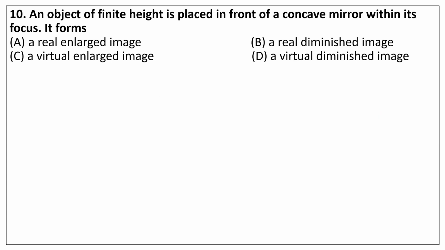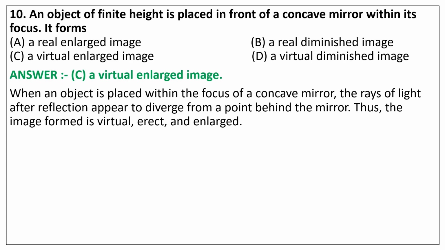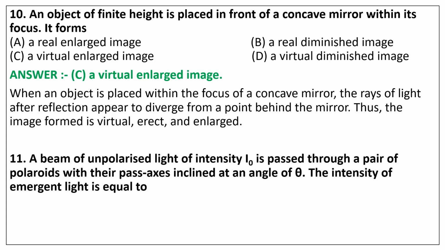10. An object of finite height is placed in front of a concave mirror within its focus. It forms A. A real enlarged image, B. A real diminished image, C. A virtual enlarged image, D. A virtual diminished image. Answer C. A virtual enlarged image. When an object is placed within the focus of a concave mirror, the rays of light after reflection appear to diverge from a point behind the mirror. Thus, the image formed is virtual, erect, and enlarged.